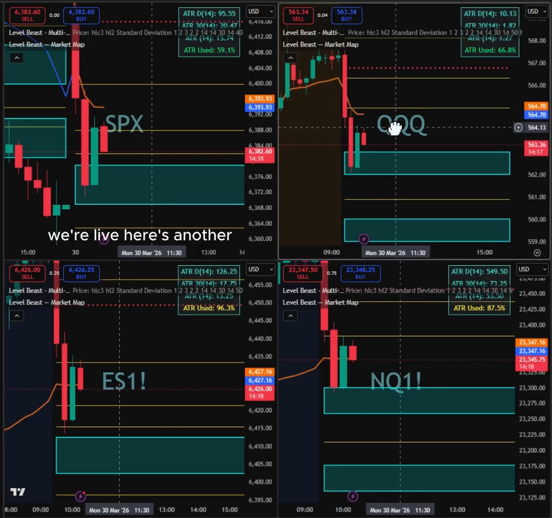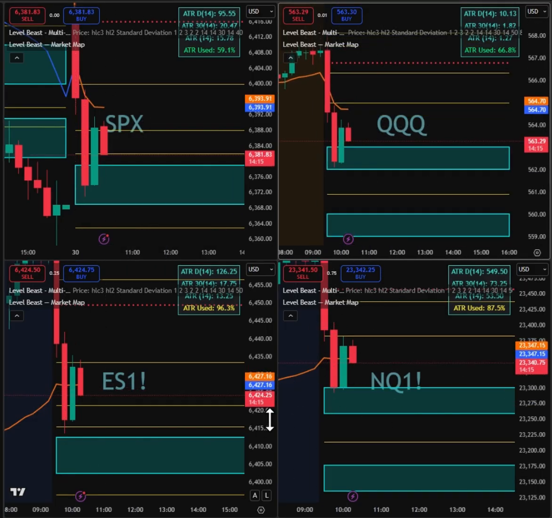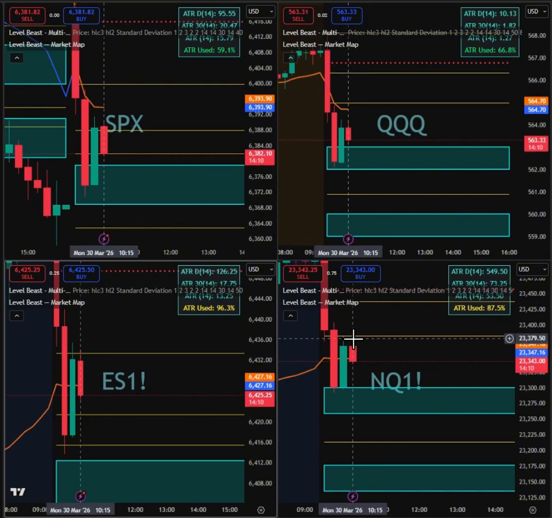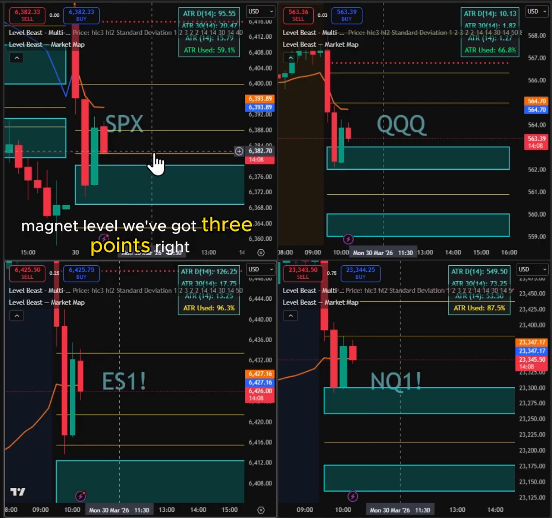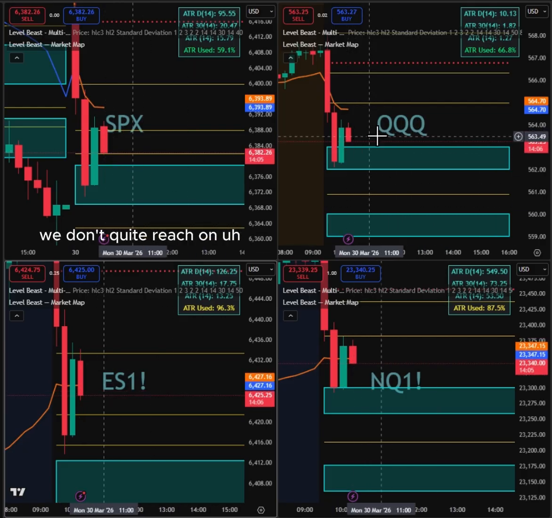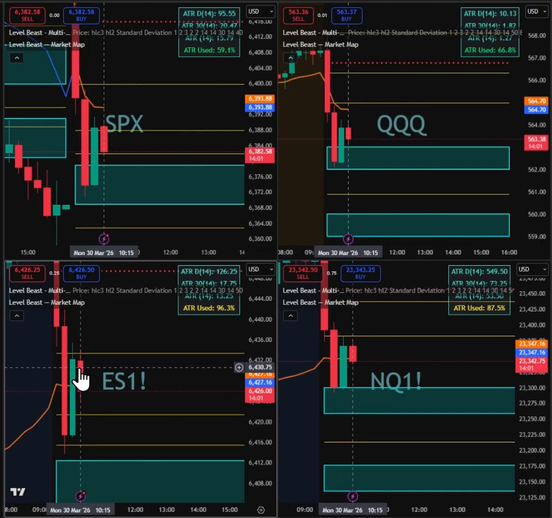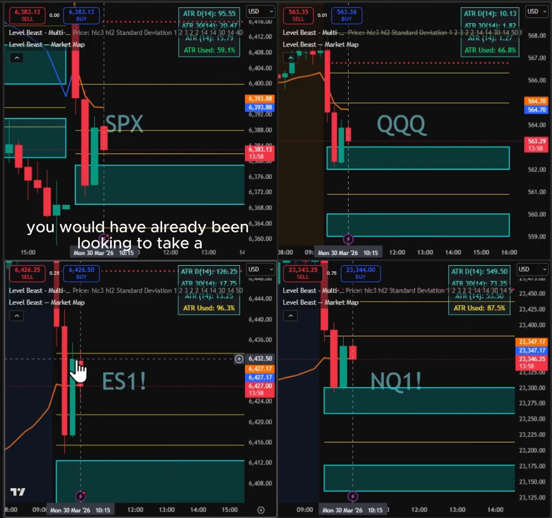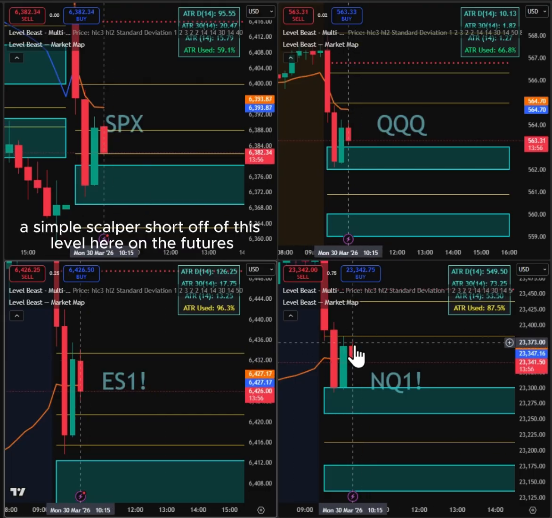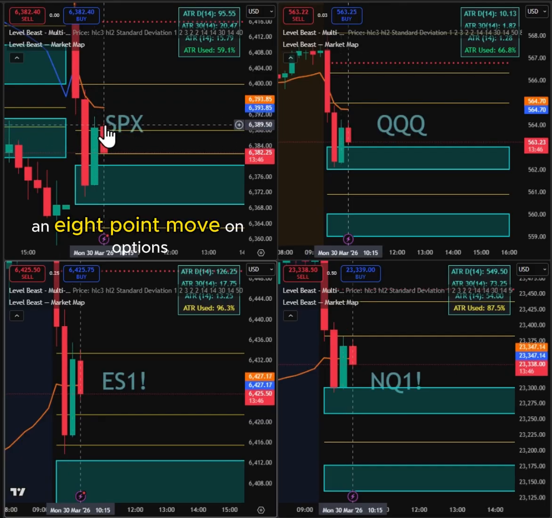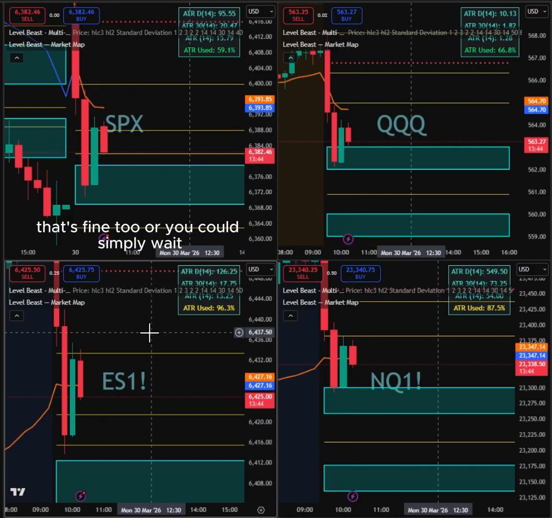Here's another, again, we're live. Here's another element in the market. Magnet level, magnet level, magnet level. We've got 3 points, right? We don't quite reach on the Q. So that's 3 points of confluence there. What would you do? Well, you would have already been looking to take a simple scalp or short off of this level here on the futures if you wanted to. You could have been looking for your trade on an 8-point move on options. That's fine too. Or you could simply wait.